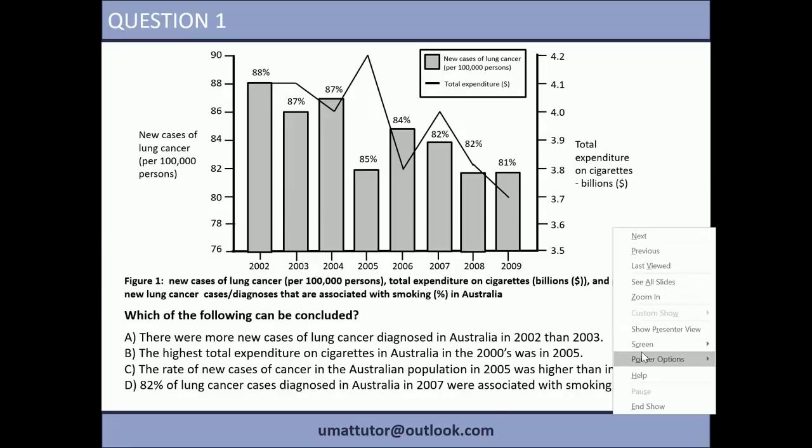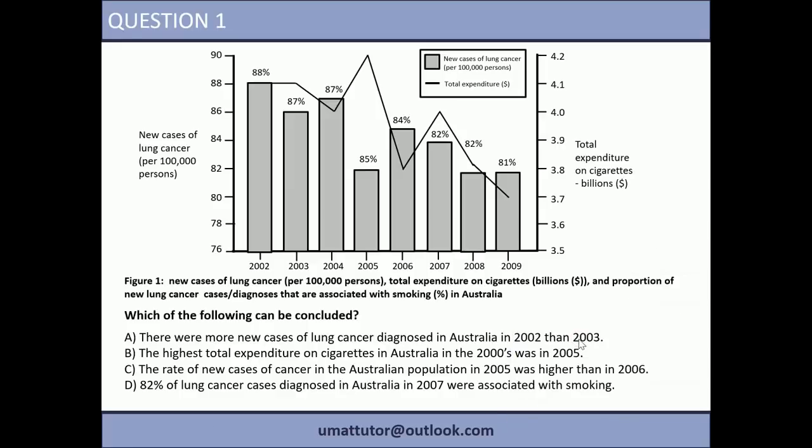So remember, with any graph or any table for that matter, the first thing to do is either read the title, or if there is no title, as is the case for this one, look for either some description underneath or to the side, which gives you information about what's being shown. So in this case, the figure 1 here at the bottom will help guide you in working out what everything is showing. So you can see the first thing it's showing is new cases of lung cancer per 100,000 people.